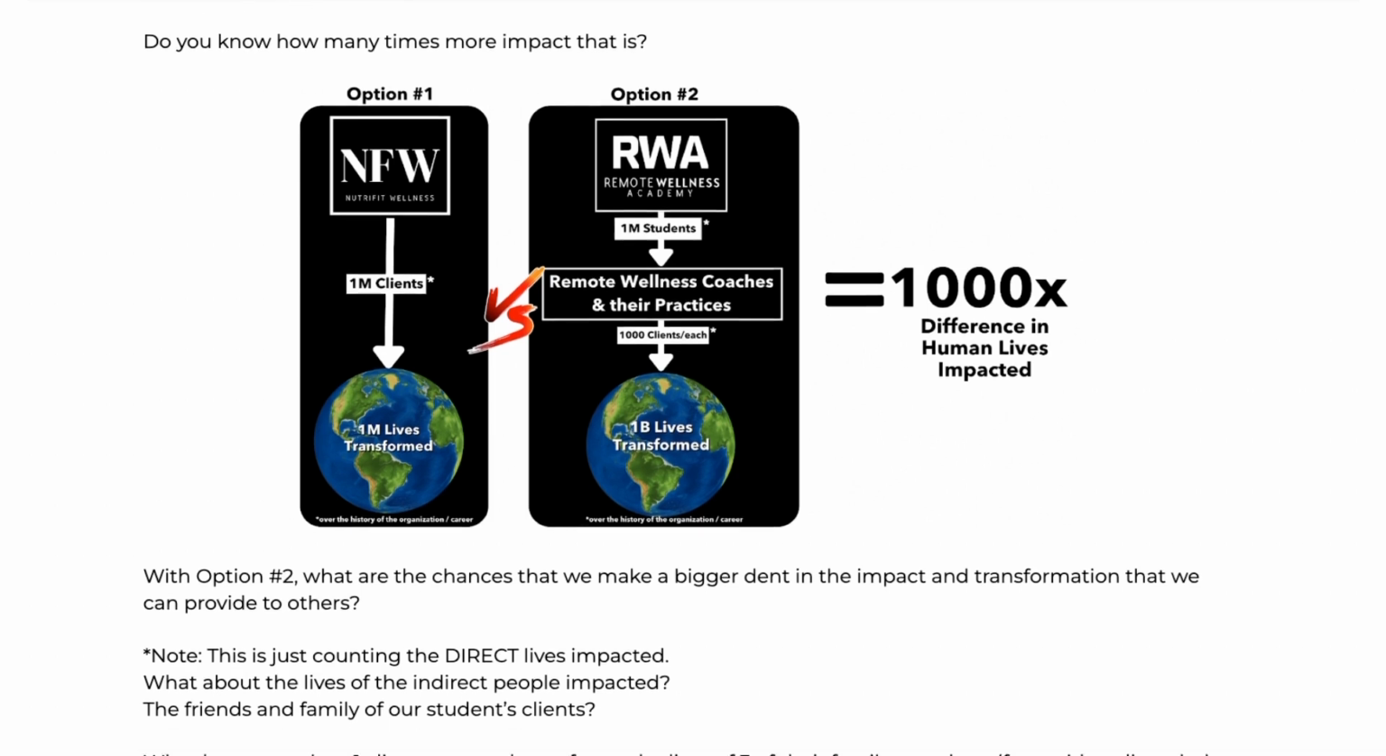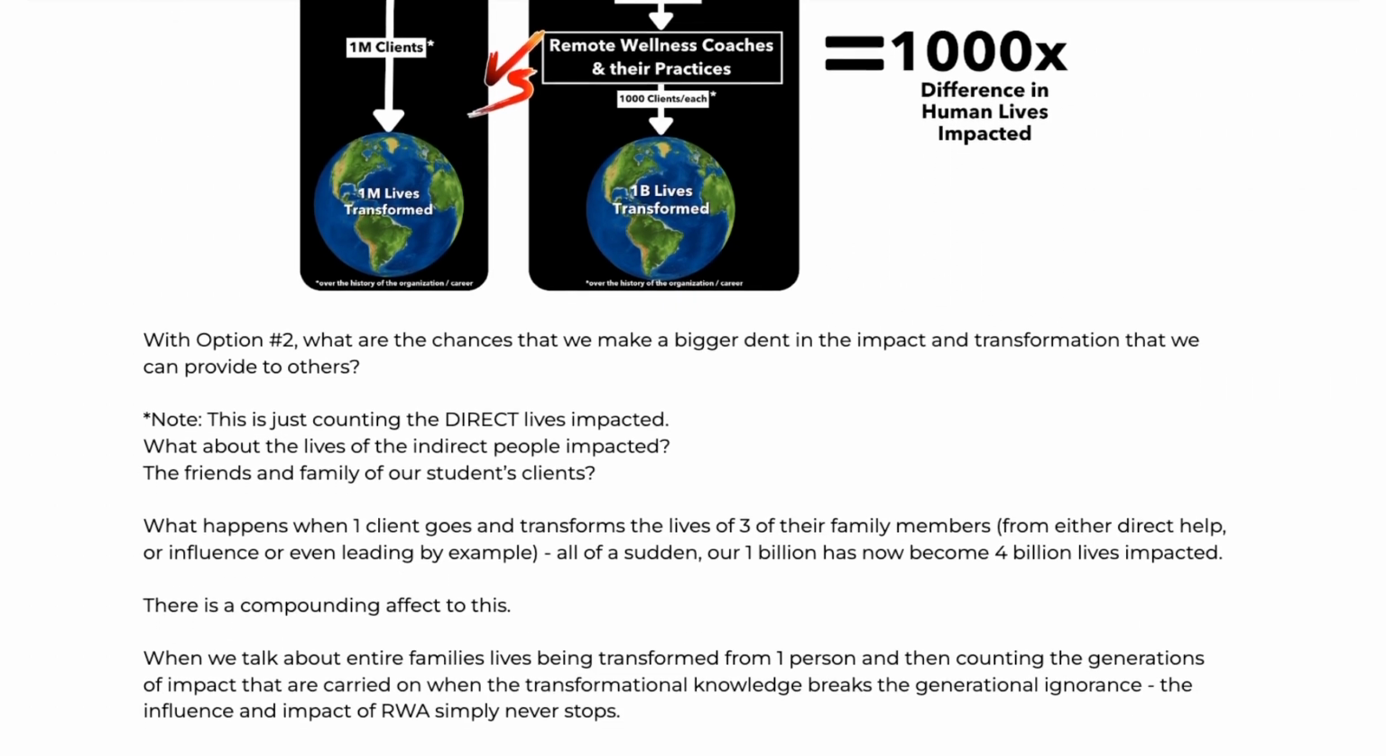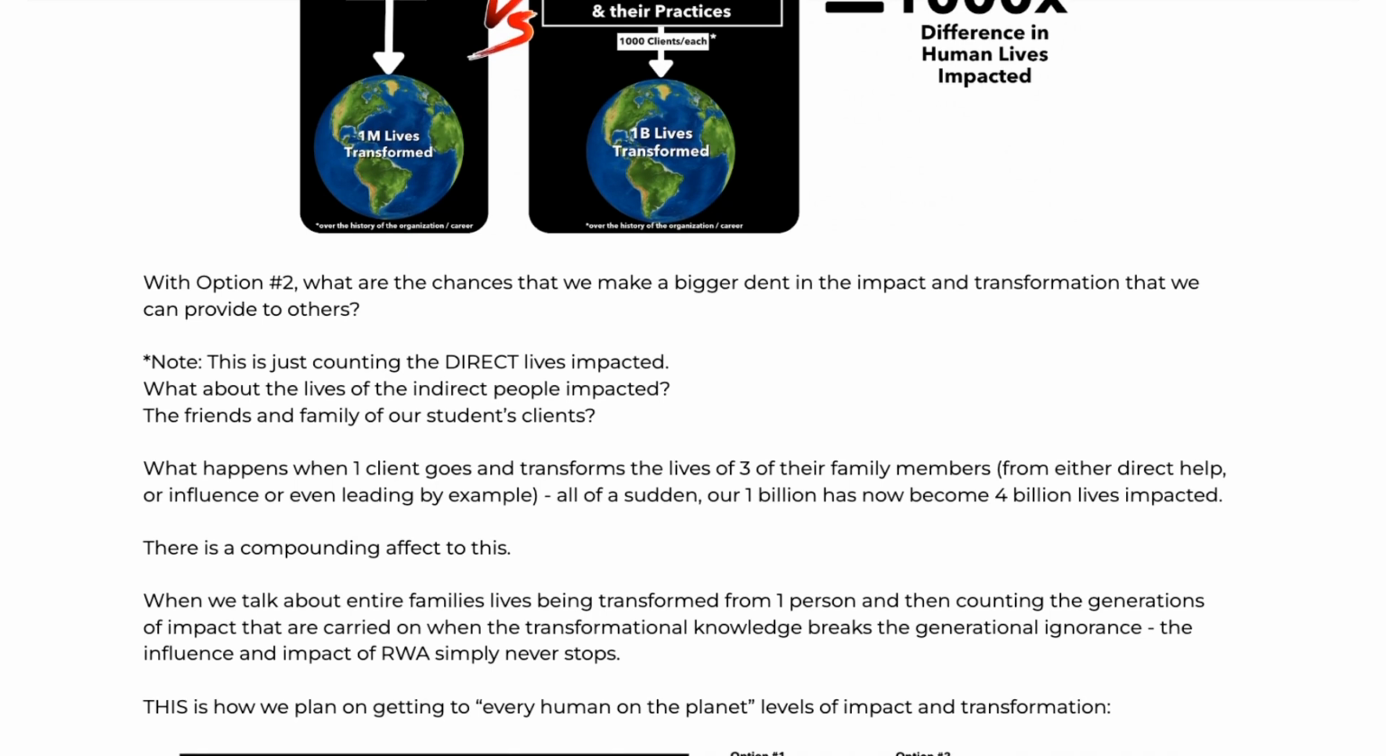And here's the big thing about this. This is just counting the direct lives impacted, right? What about the lives of the indirect people impacted? What about the friends and families of our students' clients? What happens when one of your clients goes through their transformation, they go back to their family, and they help 3 of their family members, either through direct help, through influence, or leading by example, and now all of a sudden, those 1 million lives that have been impacted becomes 4 billion lives impacted. And so there is a compounding effect to this.